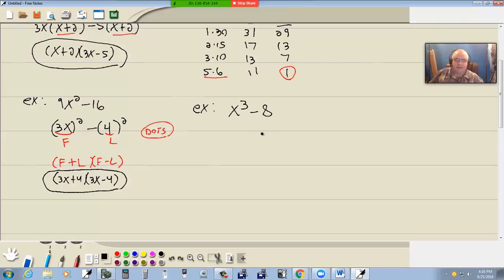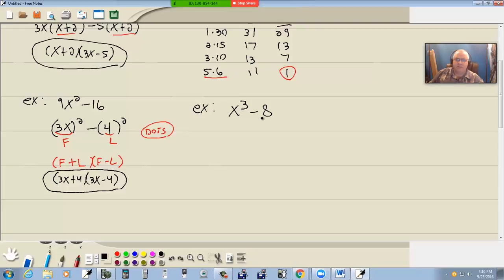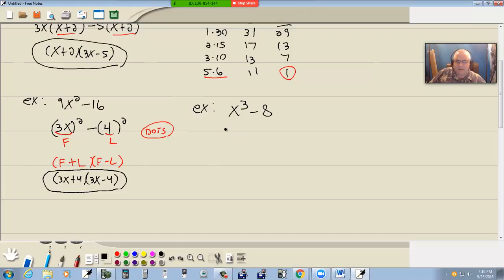Let's take a look at our next example. x to the third minus 8. GCF: there isn't any. Groupings are for four or more terms. This is two terms. PSD and key number are both three terms. That doesn't fit. Now dots. Difference of two squares: two terms with a minus string. That fits. So we're going to try to write this as something squared minus something else squared.